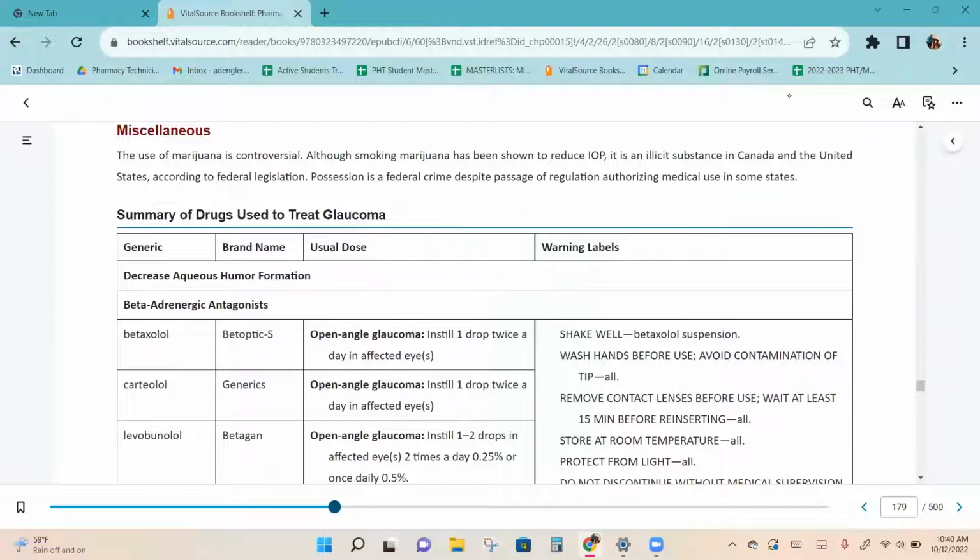So although in Michigan, I know some of the other states might not be medically or recreationally statewide approved for marijuana use. But in Michigan, we are both, but that doesn't mean that it's legal federally. So we can't just be like, oh, go get some marijuana and your glaucoma IOP will be reduced. We can't really do that yet.